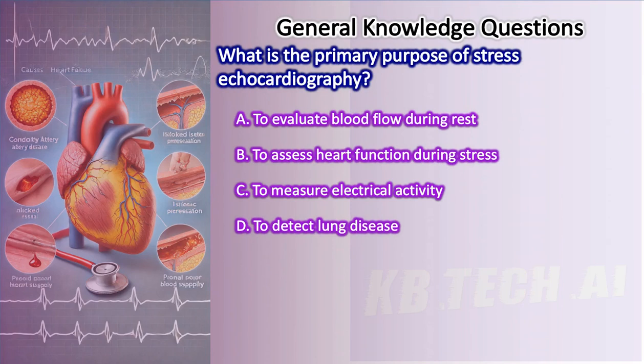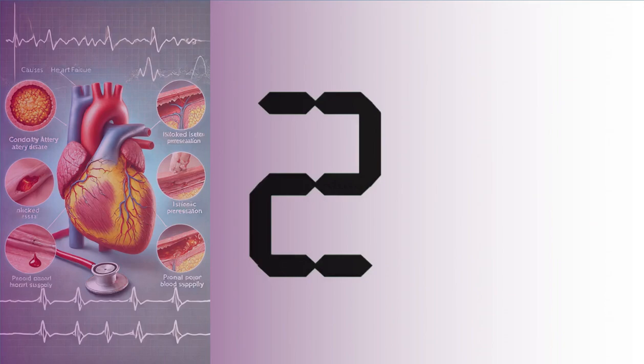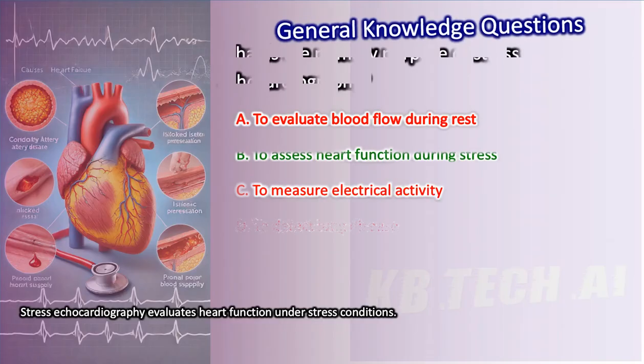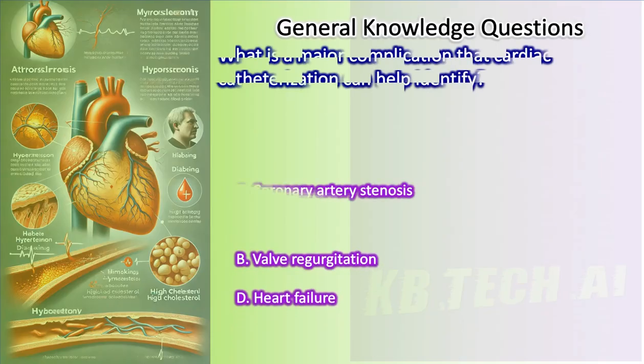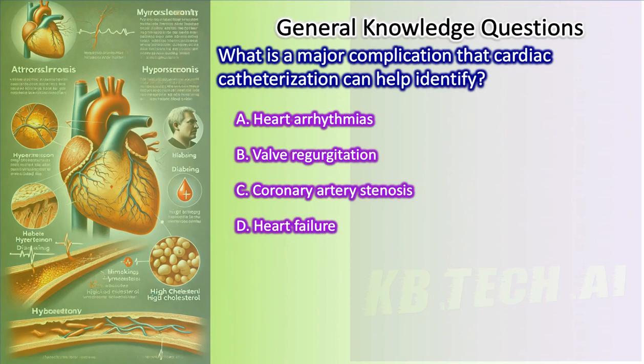What is the primary purpose of stress echocardiography? Option 1. To evaluate blood flow during rest. Option 2. To assess heart function during stress. Option 3. To measure electrical activity. Option 4. To detect lung disease. The answer is option 2. To assess heart function during stress.